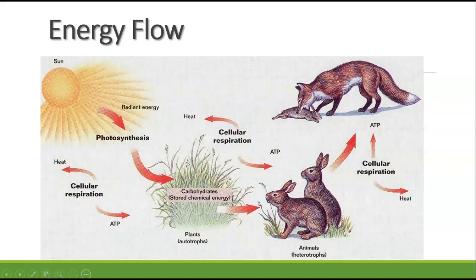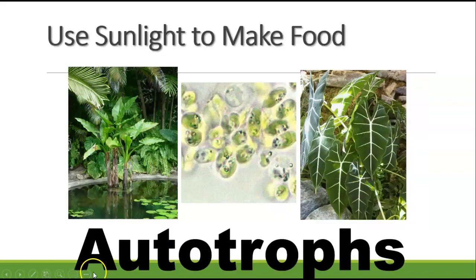Plants also undergo cellular respiration, and as a result, they release some of that energy back into the biosphere as heat. But ultimately, the purpose of cellular respiration is to produce ATP for the cells to use for cellular processes.